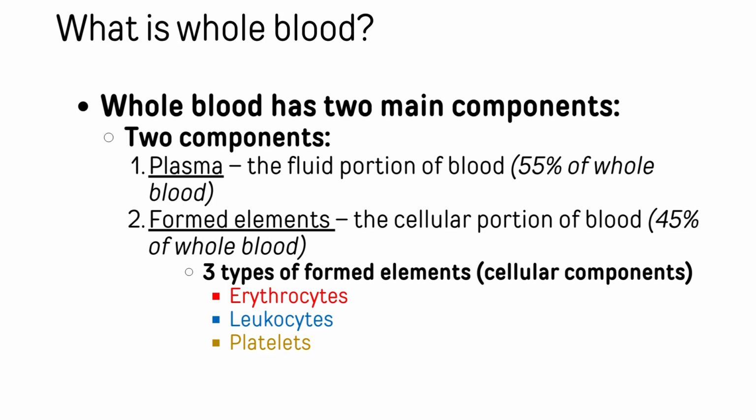Another way to name the formed elements is to say cellular components. It includes things like erythrocytes, leukocytes, and platelets. Another name for erythrocytes is red blood cells. Another name for leukocytes is white blood cells. Another name for platelets is thrombocytes.